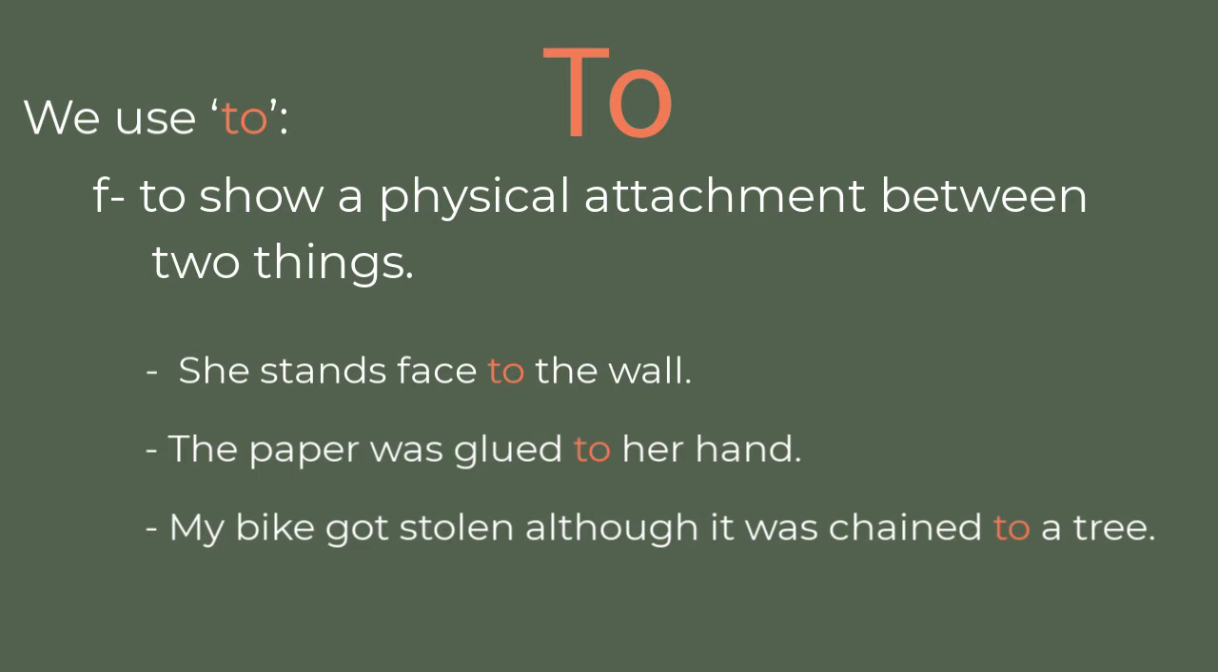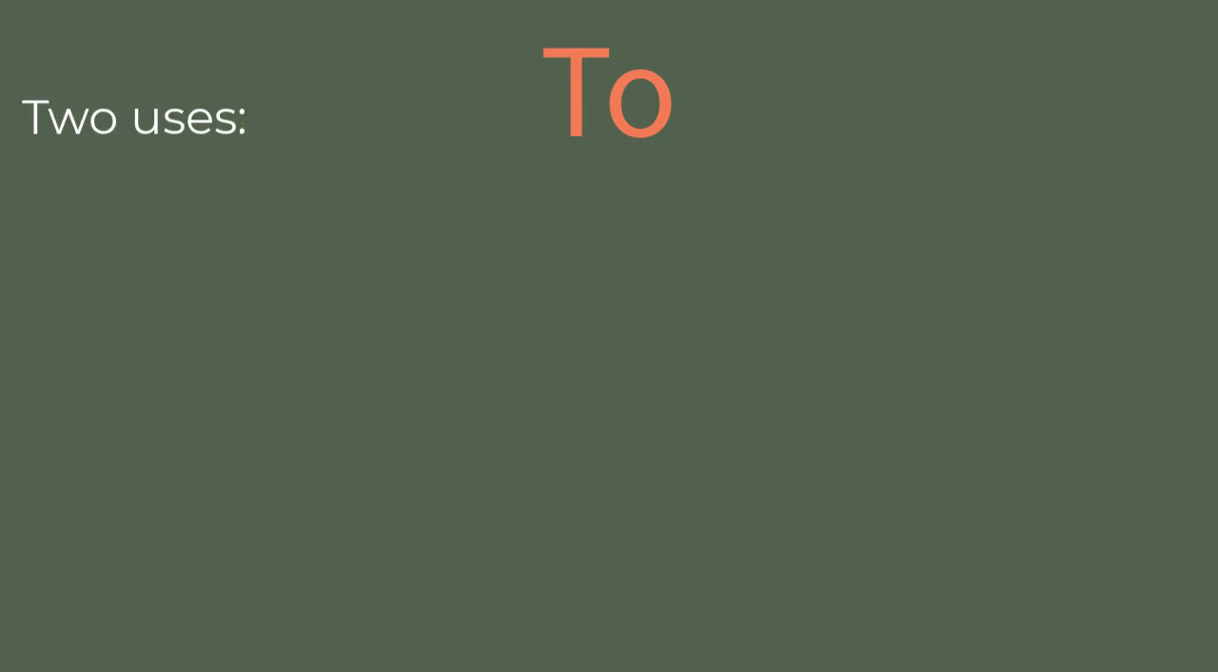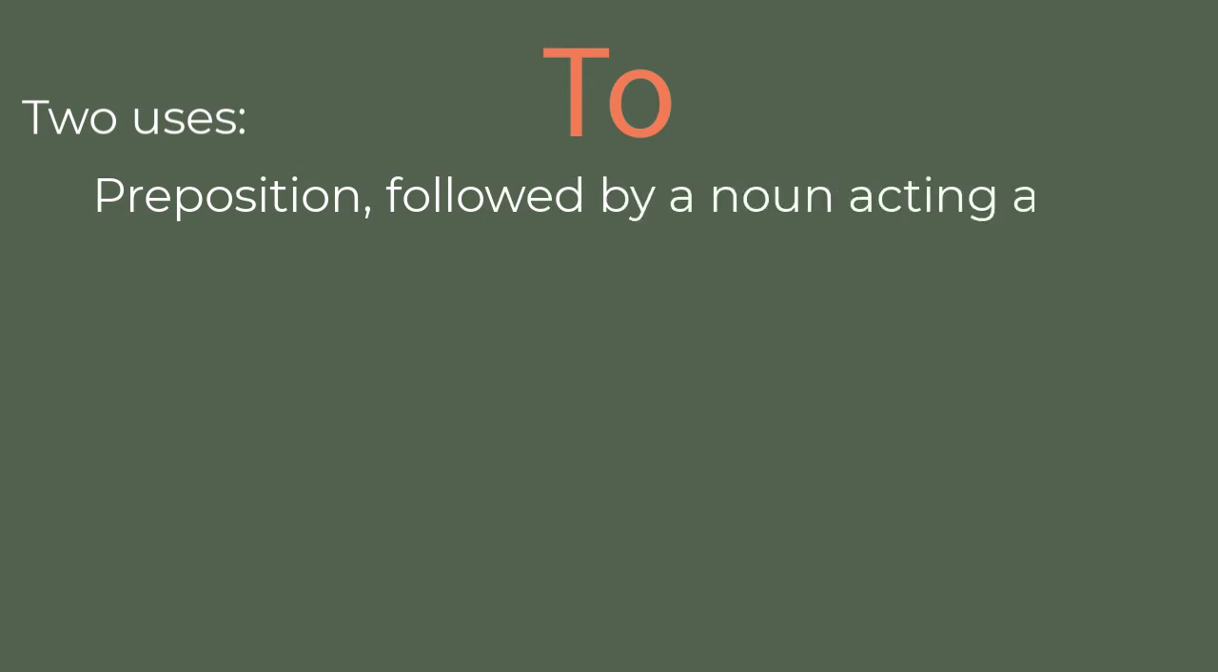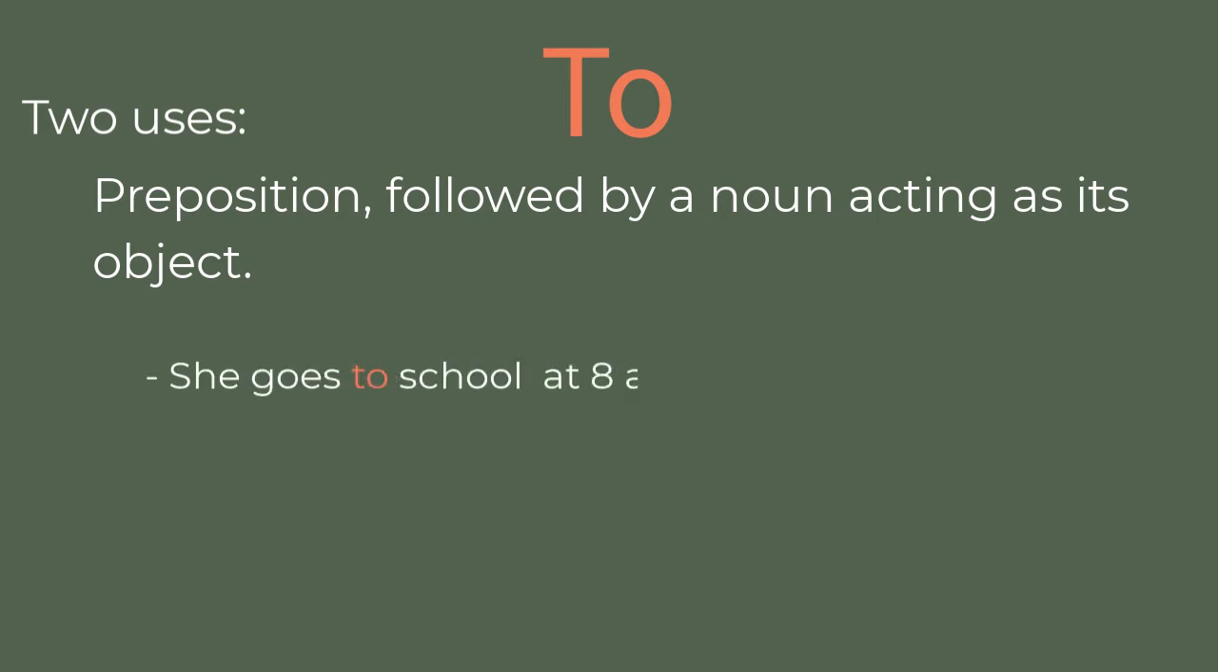Of course, we've noticed in the previous examples that "to" can have two different uses. First of all, it can be used as a preposition followed by a noun acting as its object. For example, she goes to school at 8 a.m., school being the noun here. Mom and dad went to the mall, and the mall is a noun.